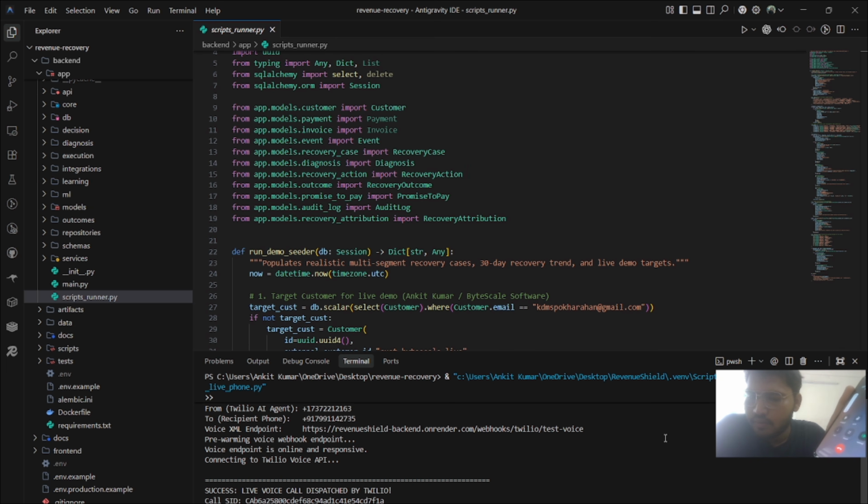Namaste. This is a repeat calling from Revenue Shield autonomous recovery fee for Bitscale Software. This is an important payment reminder regarding your pending subscription payment of 10,000 rupees for invoice ISP 9,821. Would you please confirm if you will be able to complete this payment by this Friday so we can record your promise to pay? 30th August. Thank you, Bitscale Software Private Limited.